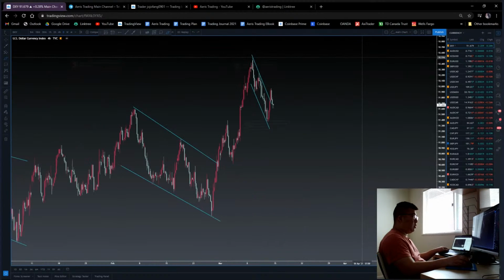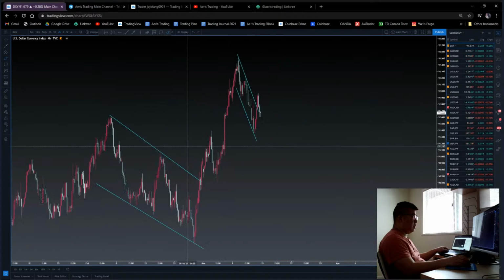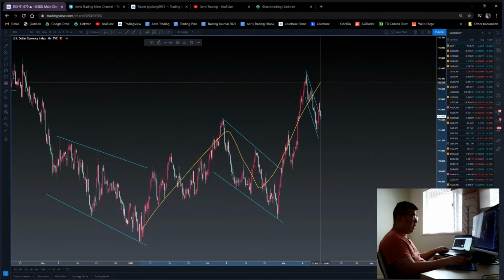So that is still what I'm seeing this week. I still see this bullish move up continuing if we can get further bullish price action and the dollar continues to go up.